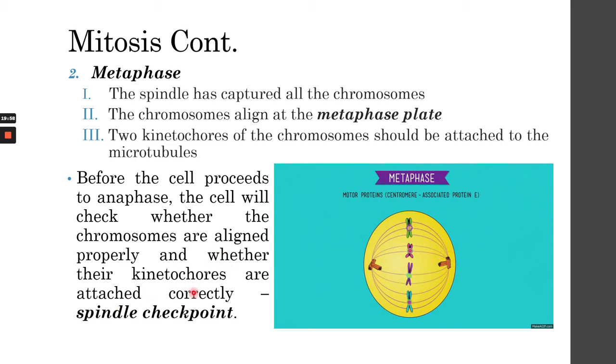And before it does that, again, it will have another checkpoint called the spindle checkpoint. This is the spindle checkpoint. The cell will check if the kinetochores are correctly attached, or if the mitotic spindles are correctly attached on the kinetochore. If they are not, the cell will fix that so that nothing bad happens when they start pulling on the DNA. Okay, so that's just metaphase. The important thing to remember in metaphase is that the chromosomes align at what we call the metaphase plate, and that the attachment of the microtubules to the kinetochore is double checked.